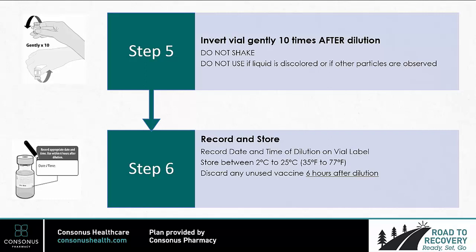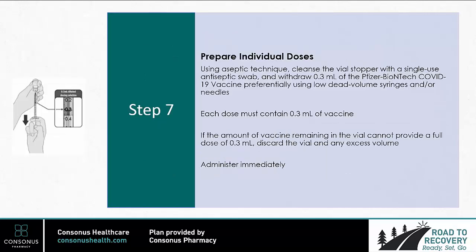For the sixth step, you'll want to record and store the vaccine. Record the date and time of dilution on the vial label. Store between 2 degrees Celsius to 25 degrees Celsius or 35 degrees Fahrenheit to 77 degrees Fahrenheit. Make sure to discard any unused vaccine 6 hours after dilution.